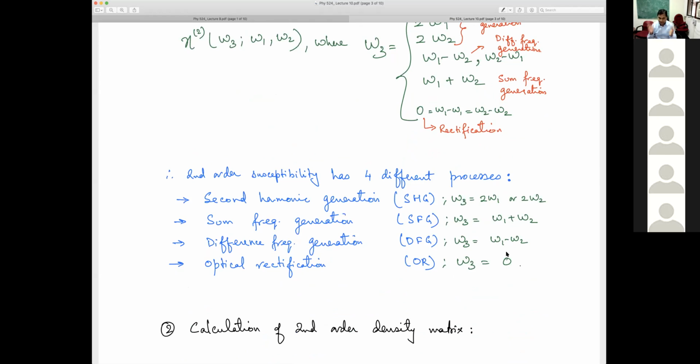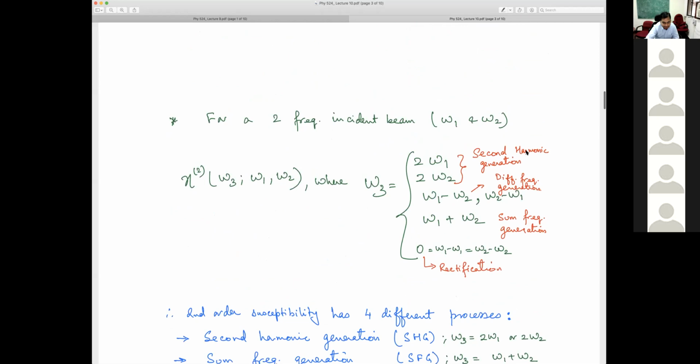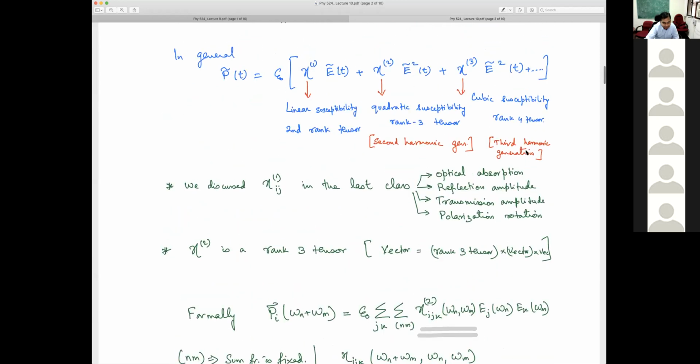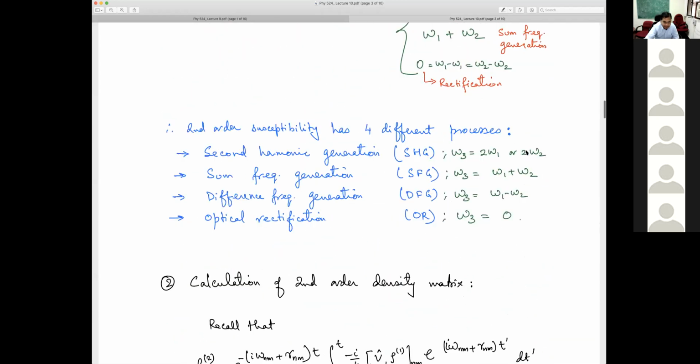I shine white light on the solar cell, of different frequencies, the whole spectrum, VIBGYOR, and then I get a DC current. So that's your optical rectification, solar cells, all of solar cells, actually. So is this clear? Yes, sir. Okay, great.